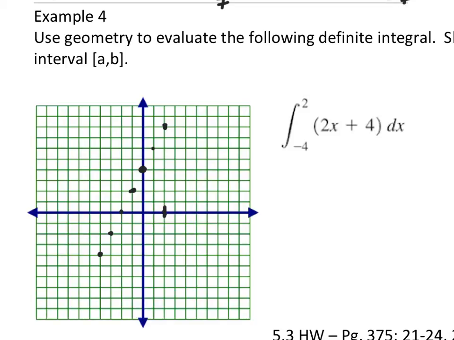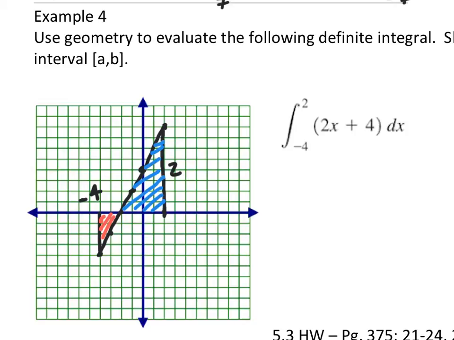And so what I have here, between negative 4 and positive 2, are these two triangles. We're bounded between -4, so here's -4, and then here's 2. I want to calculate the area under the curve, and I've got two different triangles here. The first triangle I'm going to label in red, the second one I'm going to label in blue.